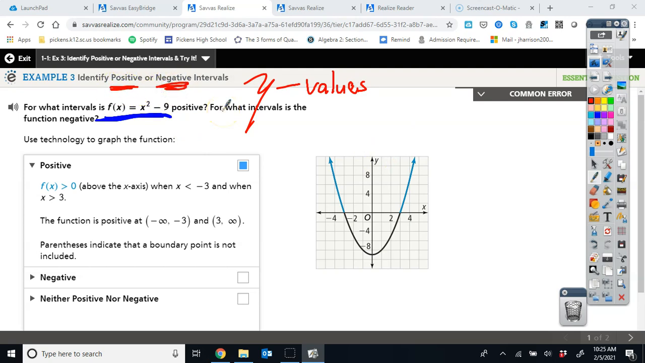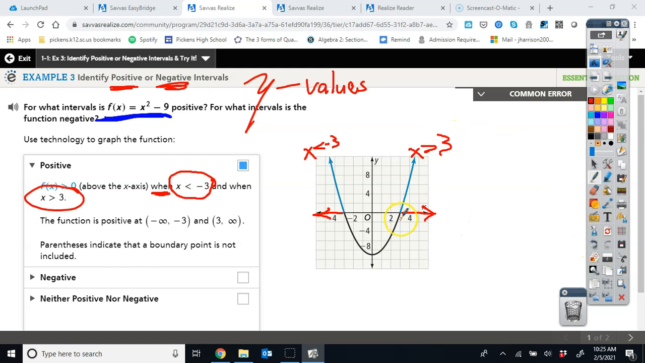So for the positive and negative intervals, we're talking about the y values. Where is the function output positive? So notice right here, we're talking about all the x values that are going this way and all the x values that are going this way. And so notice that they say it is above the x-axis when x is less than -3 and when x is greater than 3. Because this side over here is when x is less than -3, this way. And x is greater than +3, sorry, guys, this way.